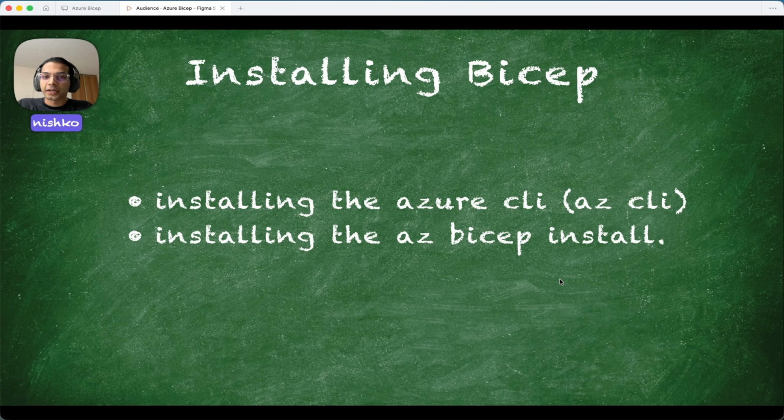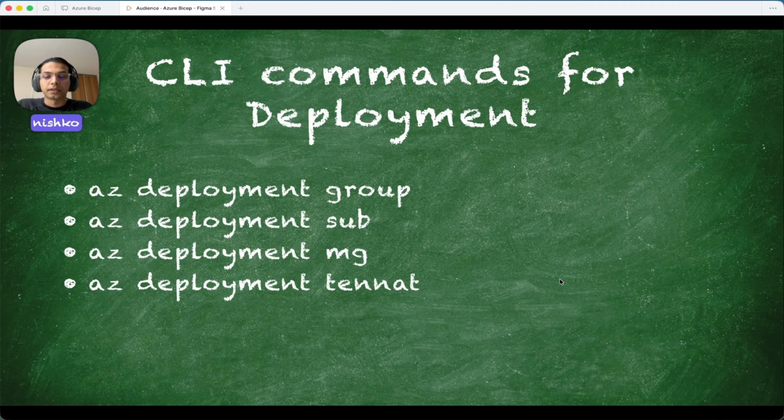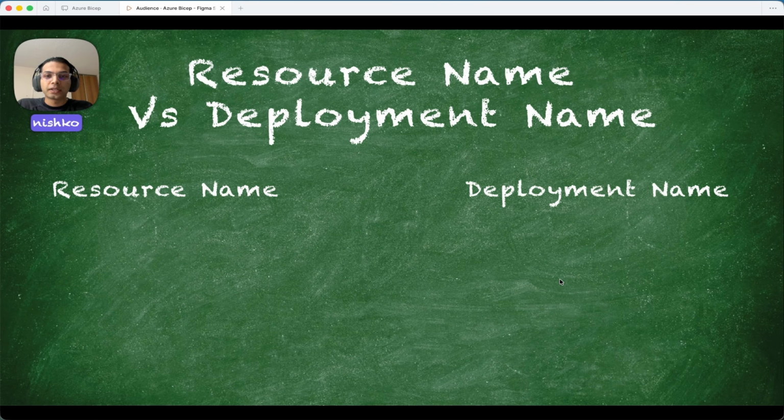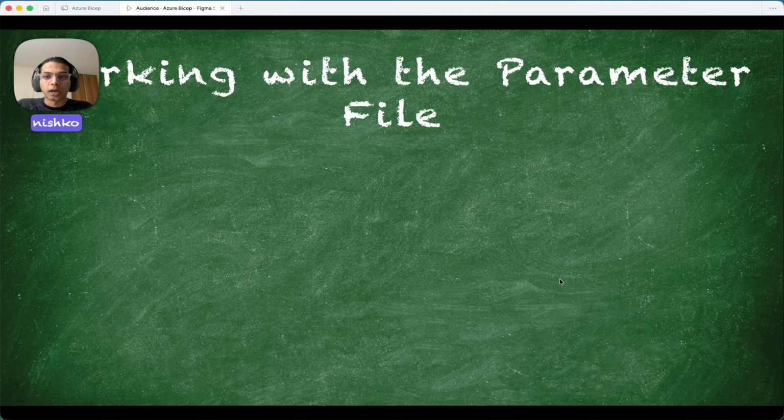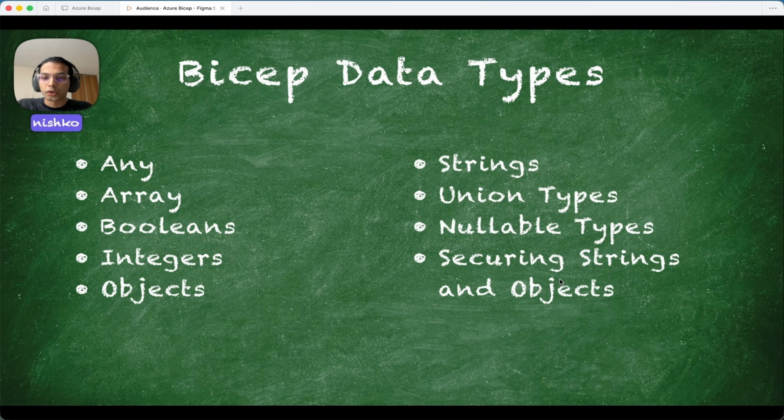Then we started with Azure Bicep, how to install. Then we wrote our first Bicep file. Then we deployed it via one of the deployment commands on the subscription level. And we then discussed a lot about the Azure resource name and deployment name. Now, working with the parameter file that we started, we discussed a few of the Bicep keywords that are really important, which include some data types, and how to define variables, resources, outputs, and modules. So we worked on these things.